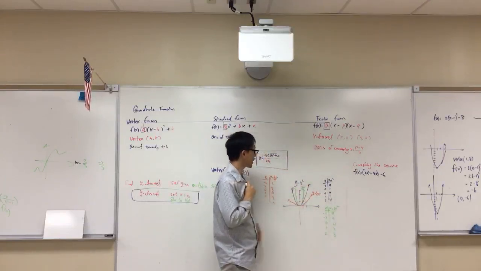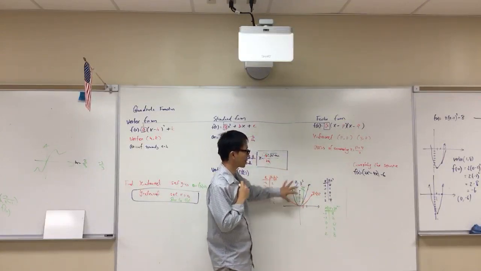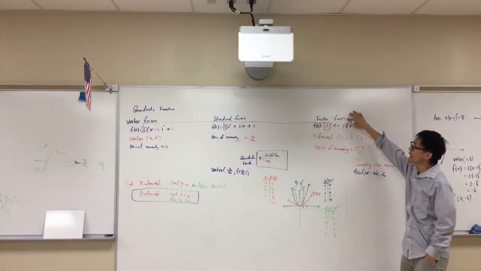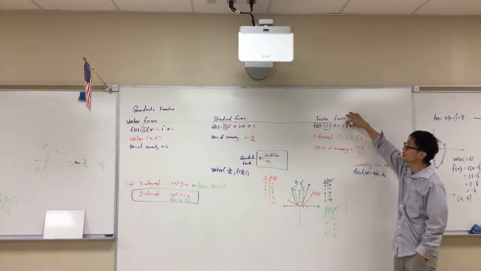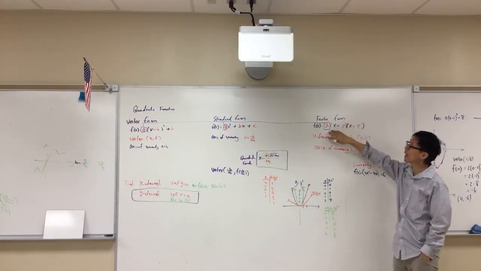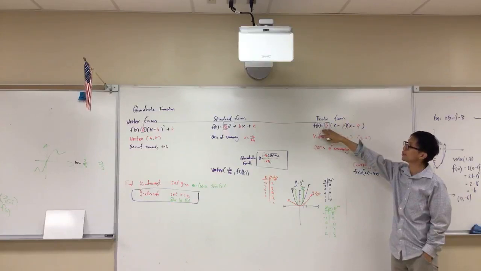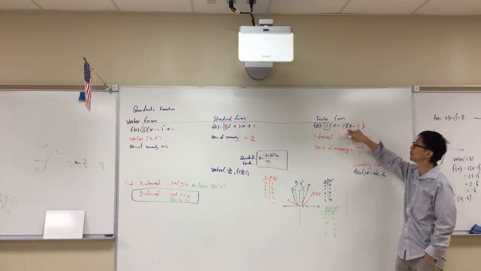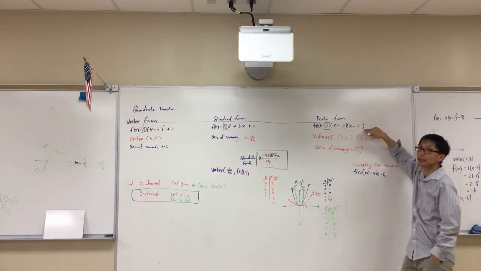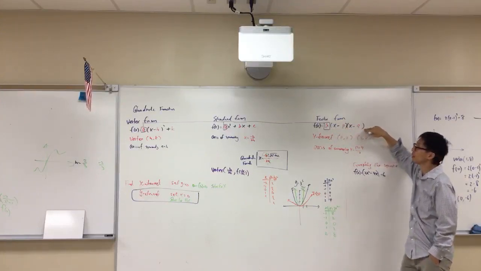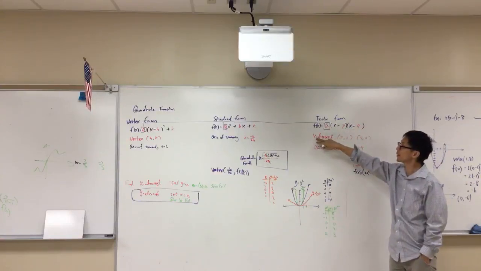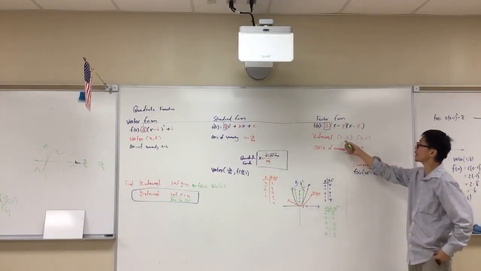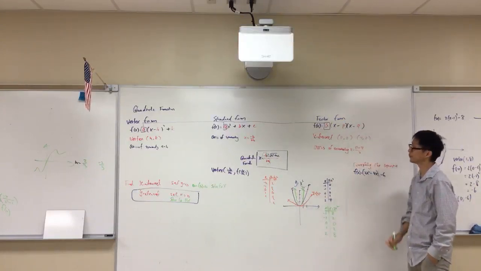Now, how about this? We're going to talk about this graph in a second. This is another format, the factor form. The factor form is going to give you f of x equals a times x minus p times x minus q. This is called factor form. Now the x-intercepts here are p, 0 and q, 0.